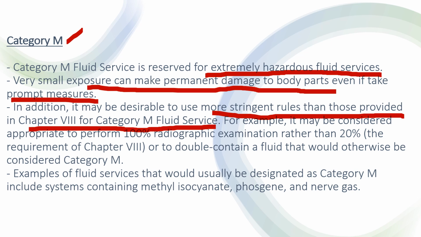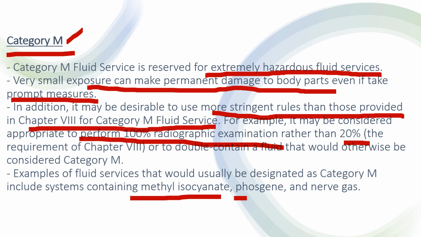Okay, in 31.3 chapter 8, if you check, it is written 20% radiography is recommended, but you must go 100% radiography, because these joints, in any case, if they fail, can cause a disaster. Category M fluid is considered a dangerous fluid, extremely hazardous. Examples of fluid service that would usually be designated as category M include systems containing methyl isocyanate, phosphane, and nerve gas. These are a few of the gases which come under category M fluids, and we need to be very careful with category M fluids.